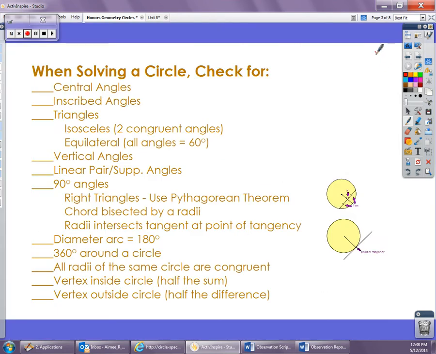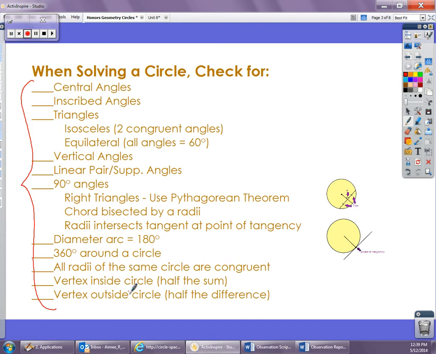First off, when you're solving for a circle, you need to check for all of those things that we just talked about. So you need to check and see, are there central angles? Are there inscribed angles? Are there any triangles? If so, are they isosceles or equilateral? Are there vertical angles? Is there a linear pair or supplementary angles in the circle? Do I have any 90-degree angles that form right triangles? Does a chord bisect a radius? Does a radius intersect a tangent at a point of tangency? Is there a diameter where the arc is 180 degrees? Is there anything that I'm going to have to use that goes 360 degrees around a circle?